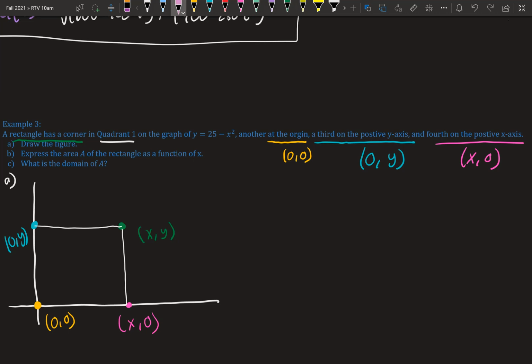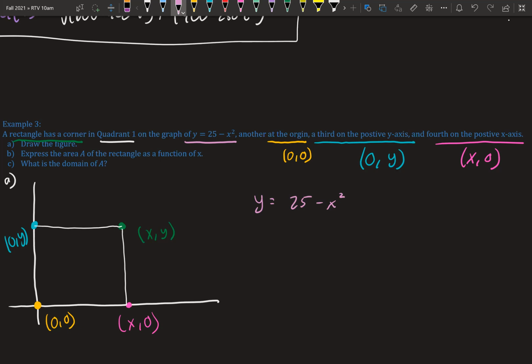We're missing one thing. This says a rectangle has a corner in quadrant 1 on the graph of y equals 25 minus x squared. Our information is on the graph of 25 minus x squared. So that tells me I have to figure out something here. It says to draw the figure. Draw the figure means graph it. So we're going to graph 25 minus x squared only in quadrant 1.